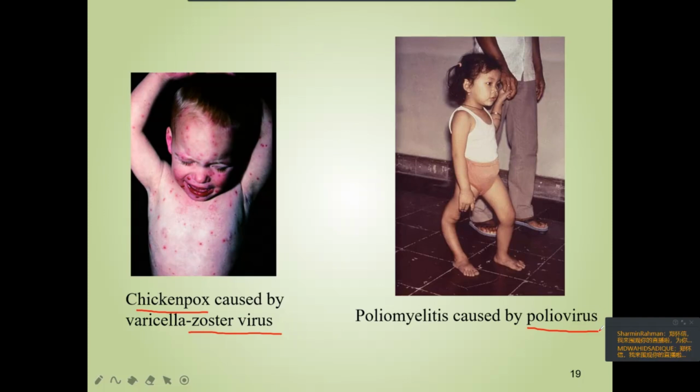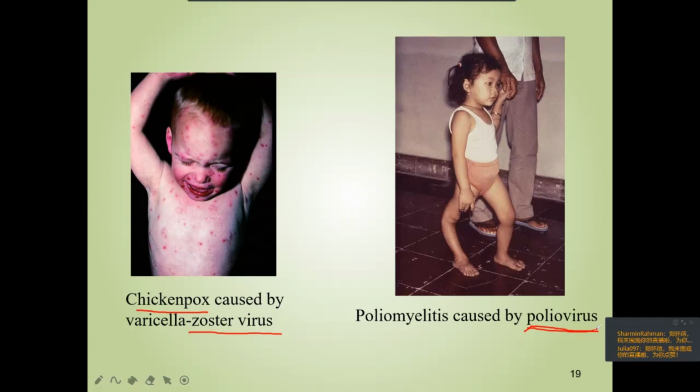Poliovirus can cause infection through the digestive tract, but finally it can attack our nerve cells. And after that, the muscles of the patient cannot develop well. And this is the virus we want to eradicate from the earth. There is already one virus we humans successfully eradicated from the earth. That's the smallpox virus.